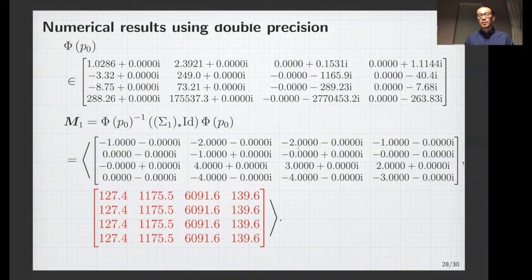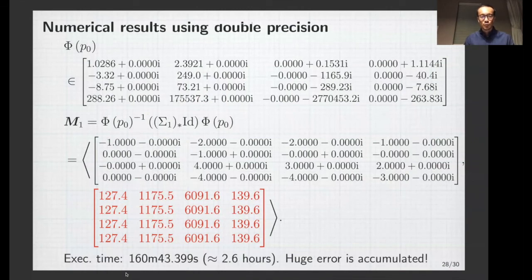So this middle point seems to be an integer, but the radius of the interval is too large. This means one element of matrix M1 has a midpoint of -1, and the radius is 127. Also, there is no proof by using this result. But the execution time is almost 2.6 hours, and a huge error is accumulated. So why did such a huge error occur in this result? This is because of the scale of the differential equations.